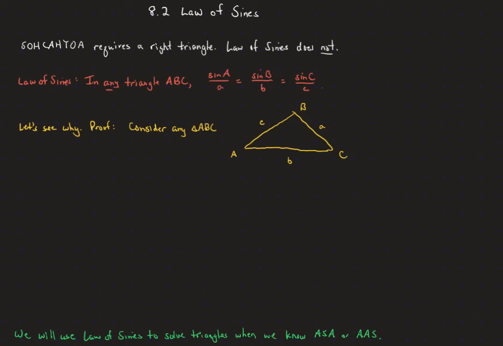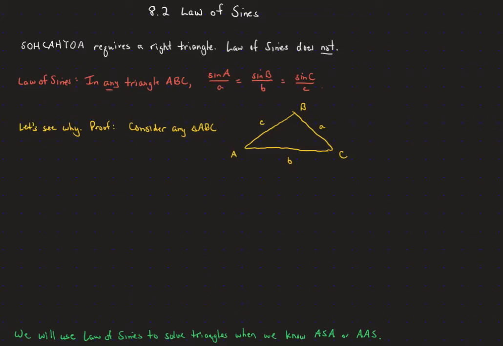In this video, we're going to talk about Section 8.2 in our book, Law of Sines. The SOHCAHTOA right triangle definition we know, where sine is opposite over hypotenuse, cosine is adjacent over hypotenuse, and tangent is opposite over adjacent, requires a right triangle. And the nice thing about law of sines is it does not. So it works in any triangle, not just a right triangle.